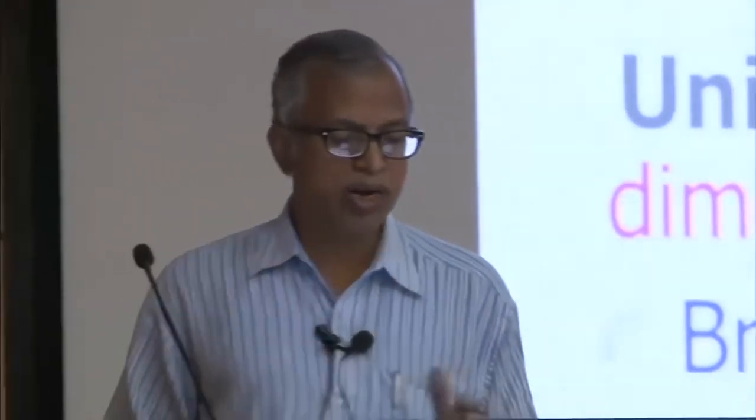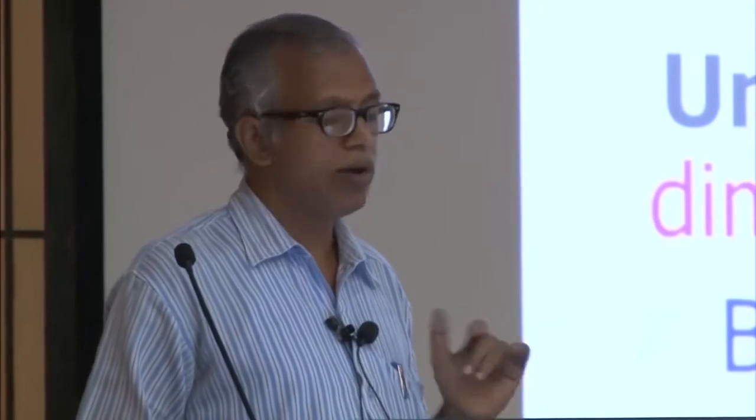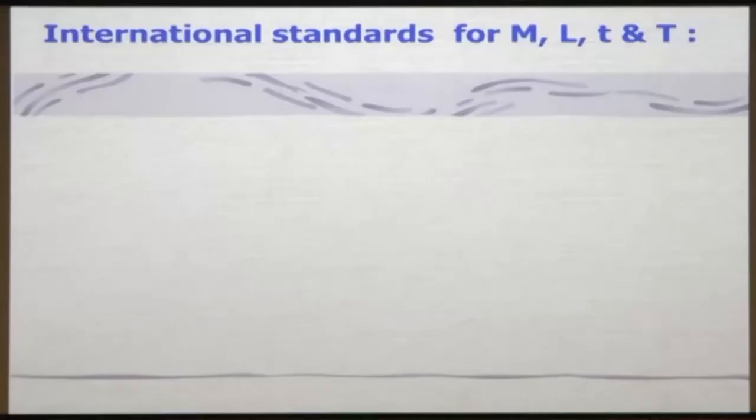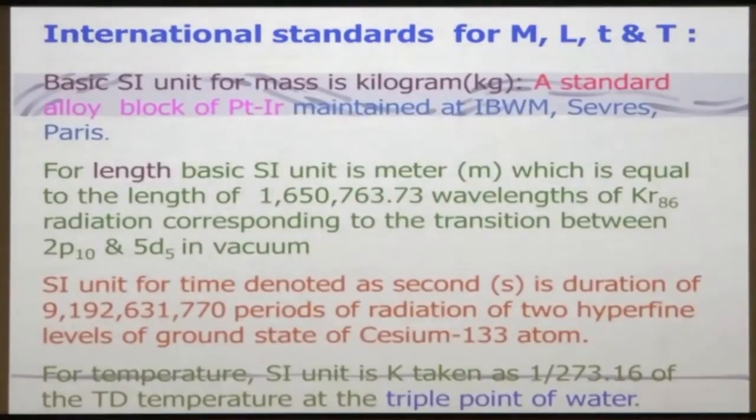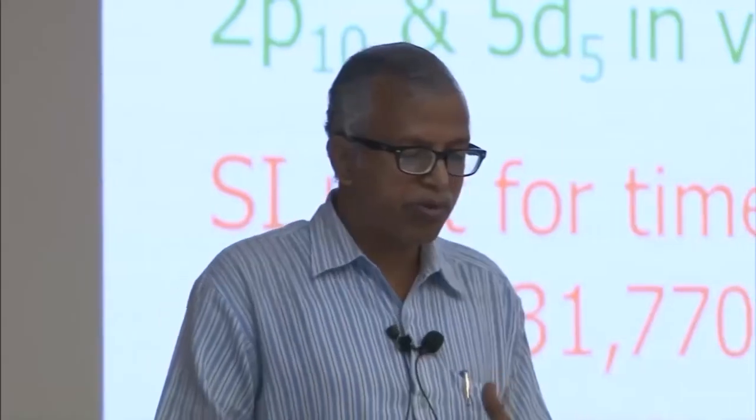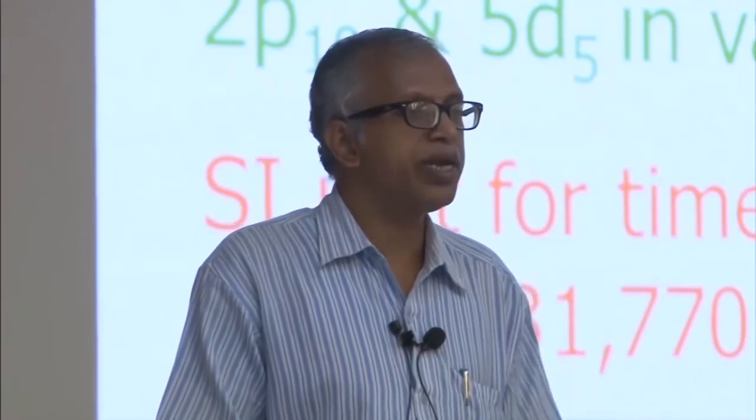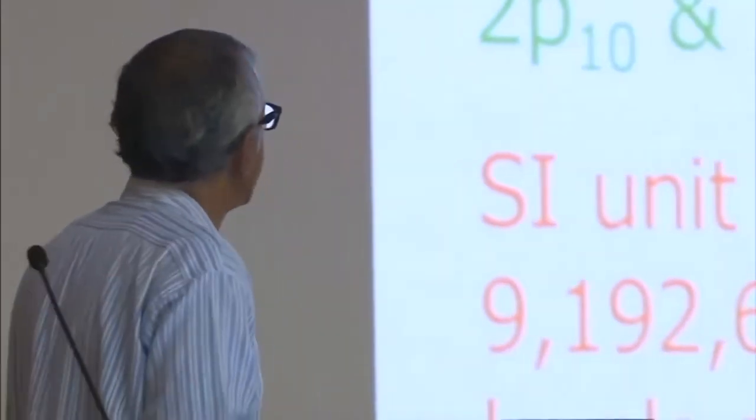In the SI system, we use meter, kg, second and Kelvin. These are the international standards used for mass, length, time and temperature. For example, the basic SI unit for mass is the kilogram, a standard alloy block of platinum iridium maintained at the International Bureau of Weights and Measures in Sevres, Paris. Platinum iridium is kept so that it won't change with time; it is a metal which won't be corroded or eroded.